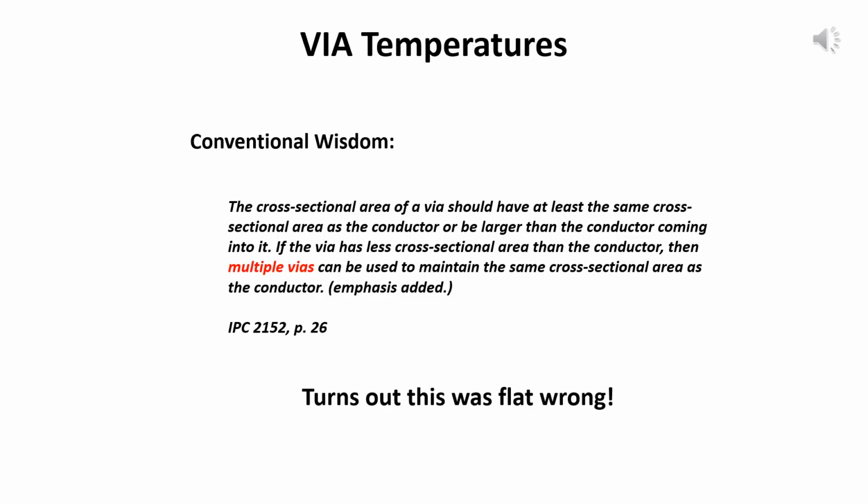Up until the time Johannes and I did our research, the conventional wisdom on via temperatures has been what is quoted here on this slide, and I'm going to read it to you. The cross-sectional area of a via should have at least the same cross-sectional area as the conductor, or be larger than the conductor coming into it. If the via has less cross-sectional area than the conductor, then multiple vias can be used to maintain the same cross-sectional area as the conductor. This is a direct quote from IPC 2152, page 26.